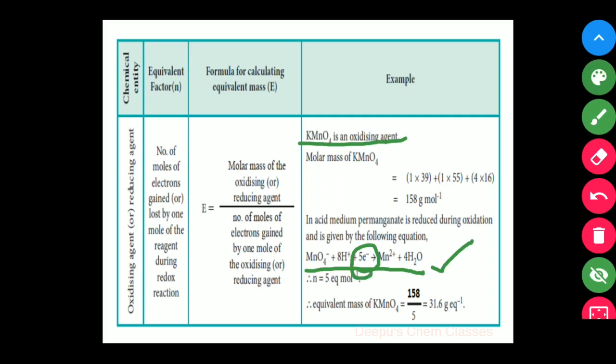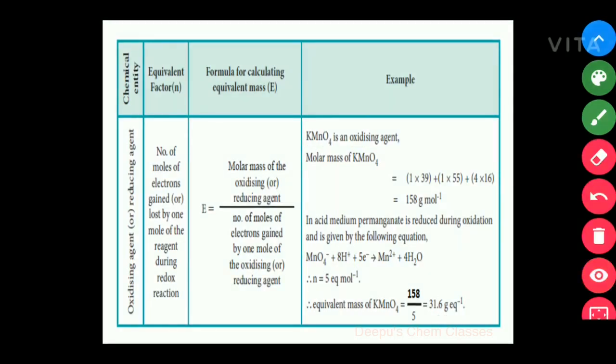Now write down the formula: the equivalent mass of KMnO4 is equal to the molar mass of the oxidizing agent, that is 158, divided by the number of electrons involved during the process, that is 5. So 158 by 5 gives 31.6 gram per equivalent as the equivalent mass of potassium permanganate. In this way you can also find out the equivalent mass of other chemical entities.